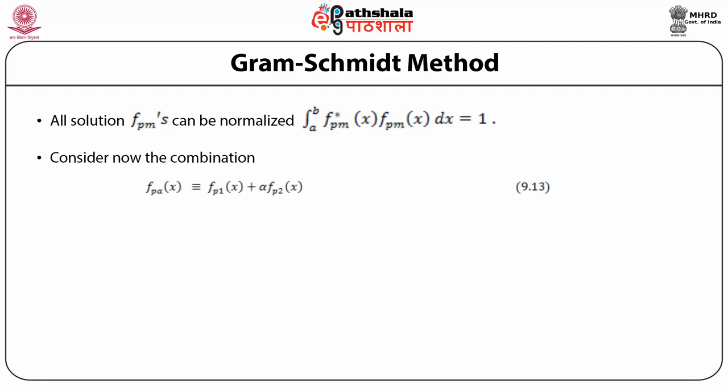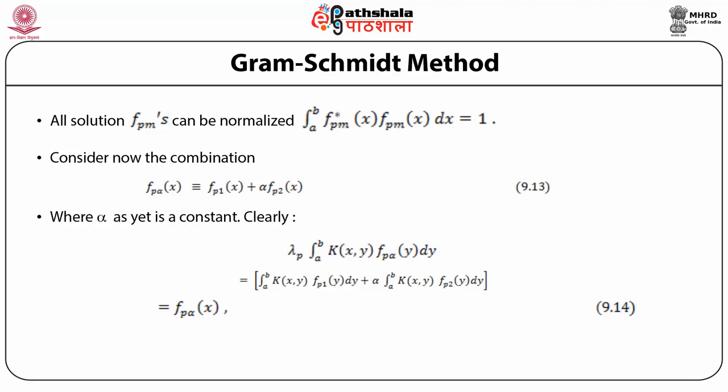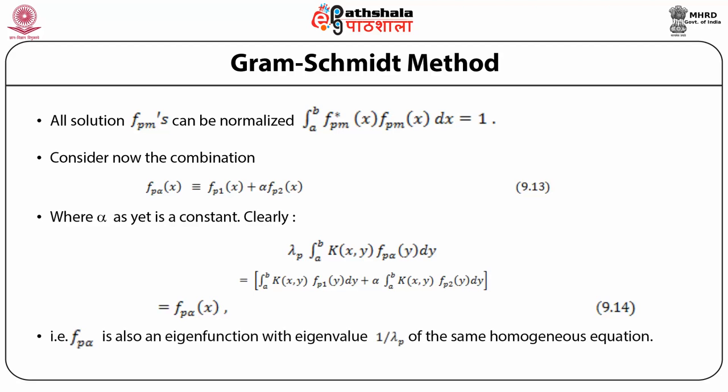Now consider the combination fp alpha of x is equal to fp1 of x plus alpha times fp2 of x. Since alpha is as yet a constant, clearly lambda p integral from a to b of kxy fp alpha dy can be written, by substituting for fp alpha in terms of fp1 and fp2, as a sum of two integrals from a to b over dy. The first is the integral of kxy multiplied by fp1. The second is alpha times the integral of kxy multiplied by fp2. So this we write as fp alpha x. That is, fp alpha is also an eigenfunction with the eigenvalue 1 upon lambda p of the same homogeneous equation.